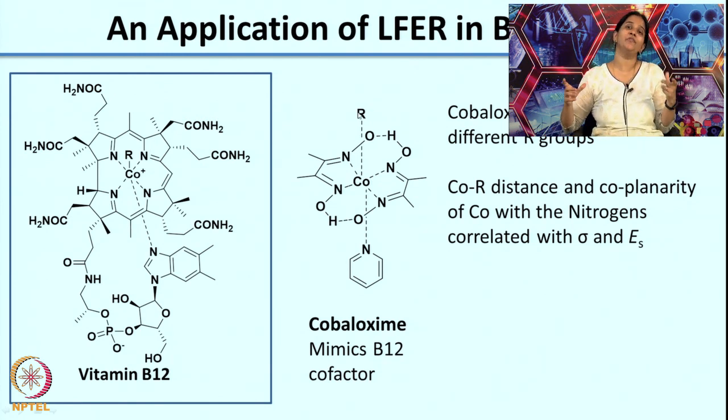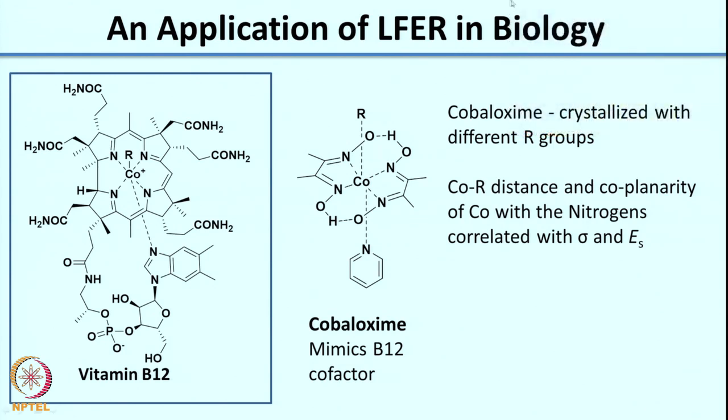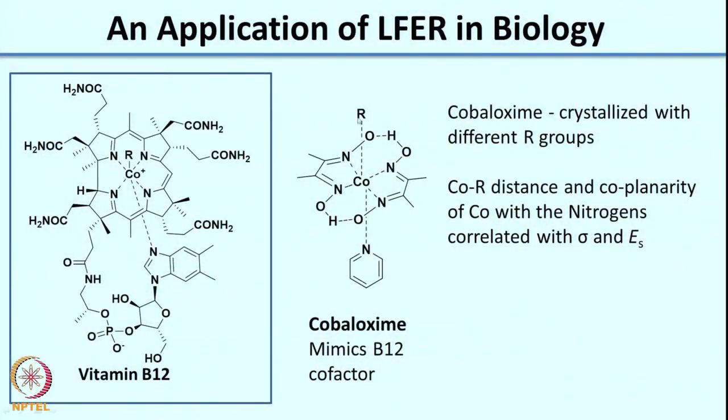And once you have a picture of the molecule, you can measure the distance between this R group and the cobalt center. So, what was done was, the Co-R distance was measured, and also what was seen was, because of this R group, how much the Co goes out of the plane of this linear molecule. Remember, we are trying to mimic a cyclic molecule. So, they wanted to see, by changing the R group, how much the Co is pushed out of the plane. So, for each of these crystal structures, they correlated the Co-R distance with sigma as well as ES using the Taft equation.